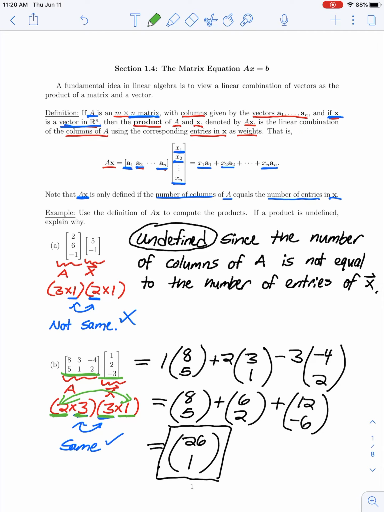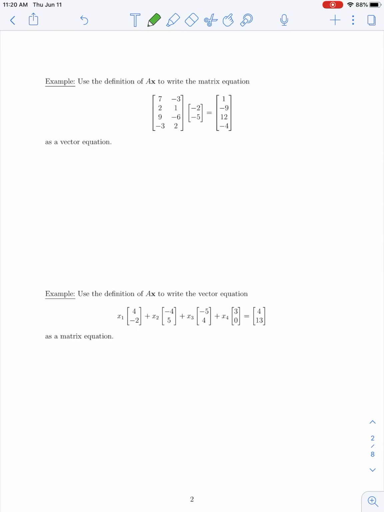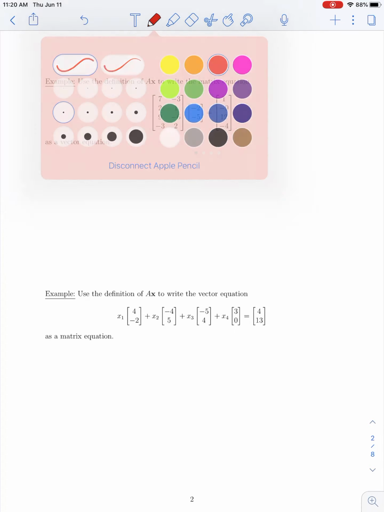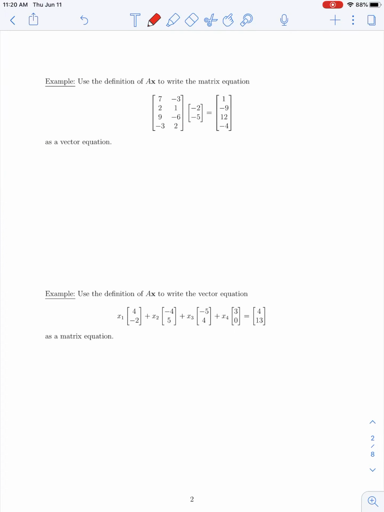All right. So let's look at some applications of this product of a matrix with a vector. So in these next examples, we're going to make use of the definition of A times x to transform a matrix equation into a vector equation or vice versa. So in our first example here, we want to rewrite this matrix equation.